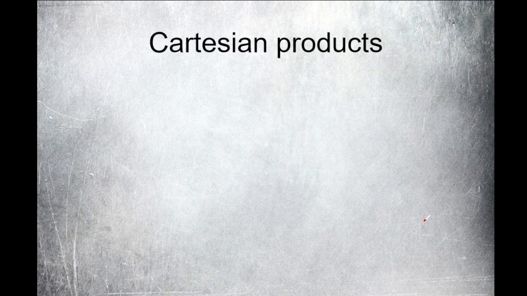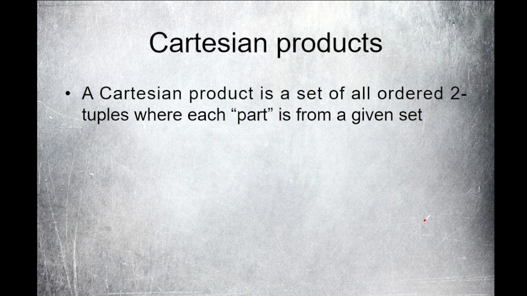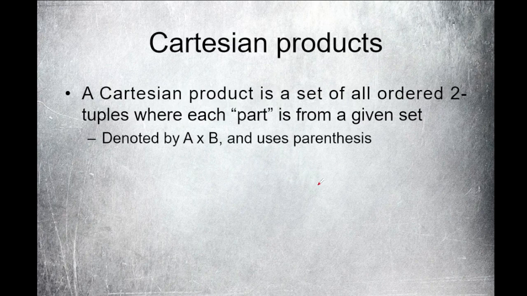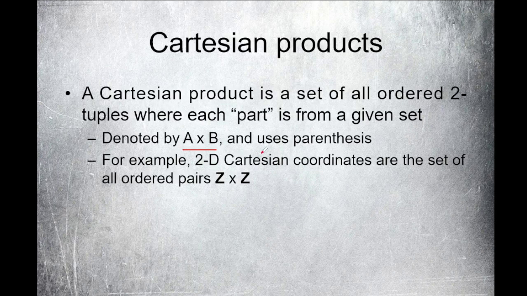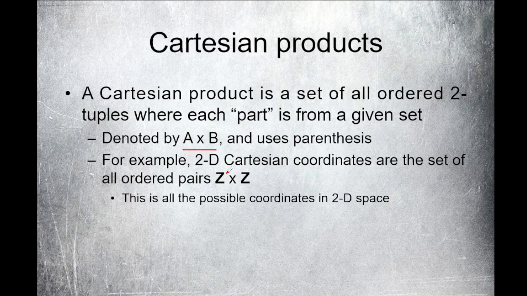Okay. So suppose I want to learn about the concept of the Cartesian product. A Cartesian product is a set of all ordered two-tuples. So let's see. Here the Cartesian product will be denoted as A cross B, and we are going to use parentheses to represent the Cartesian product. We are not going to use curly brackets. And for a two-dimensional Cartesian product, we can say it will be ordered pairs of Z cross Z. Here Z is the set of integers. And it would be in a 2D space.